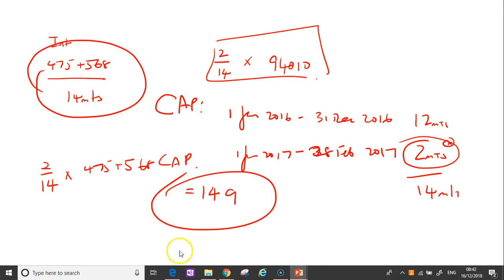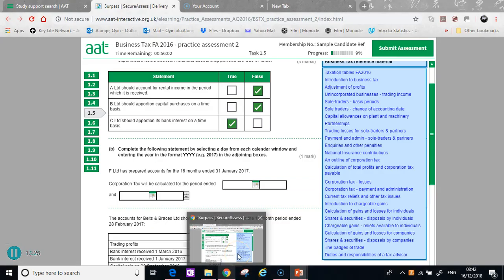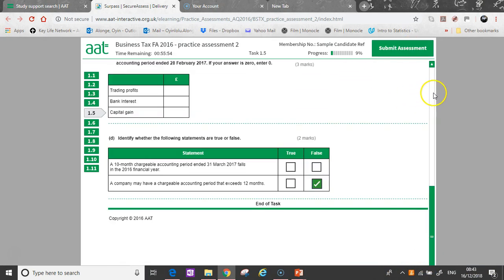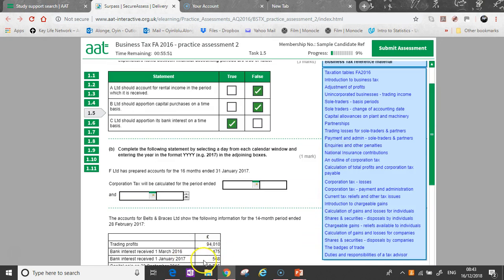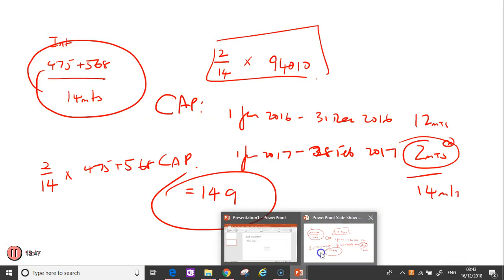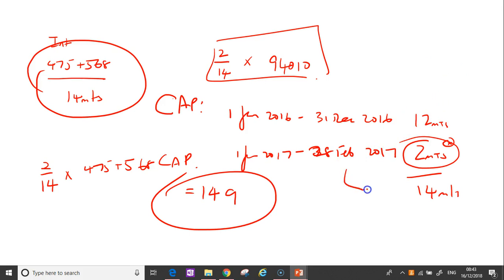And then, of course, the capital gain. Only the capital gain that happens in that period will apply. So the capital gain on the 1st of February will be in that bracket. So the 7568 will be in this one, and the other capital gain will be in this period. Okay, great. So that answers that question.